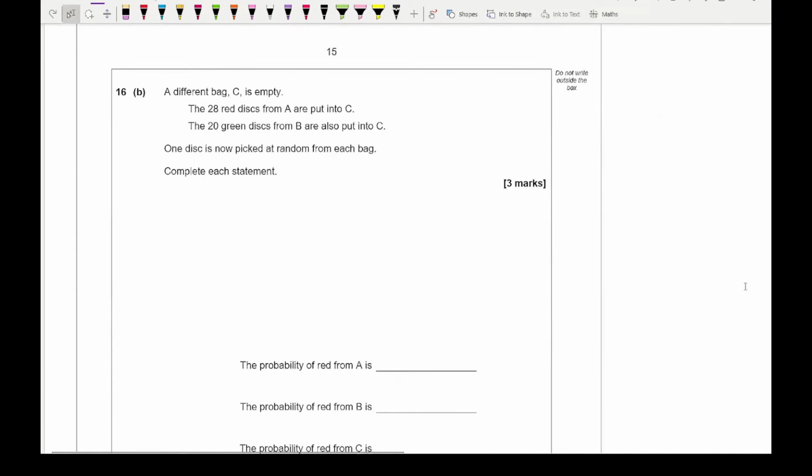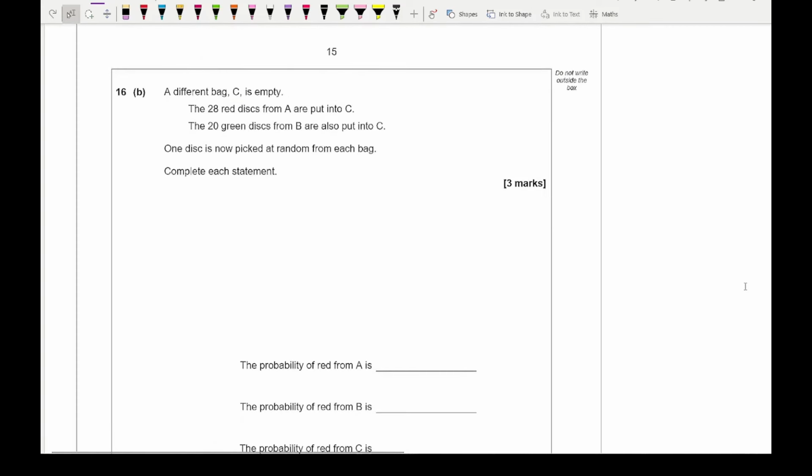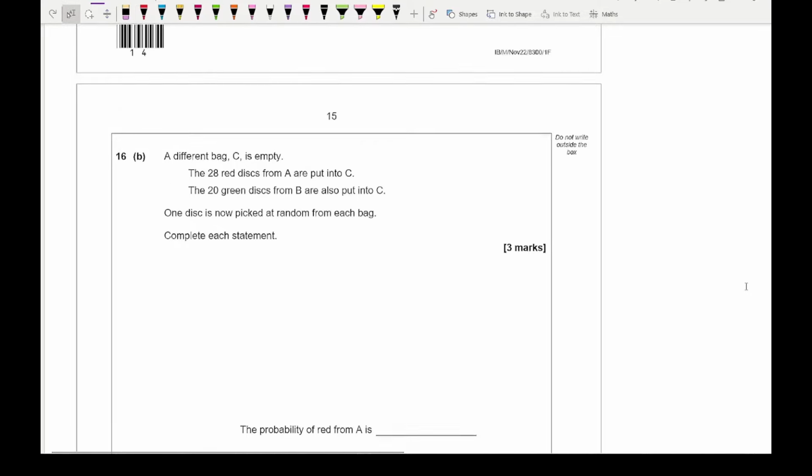Moving on to question 16b, it says a different bag C is empty. 28 red discs from bag A are put into C and 20 green discs from bag B are also put into C. One disc is picked at random from each bag. Complete the statement. So let's have a look at what we've then got. So here we've got 28 red discs from bag A.